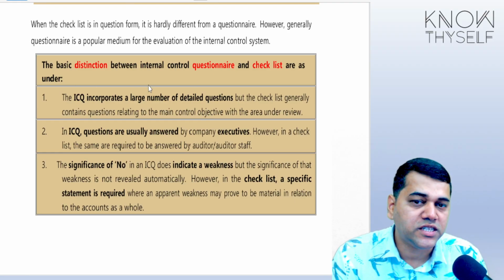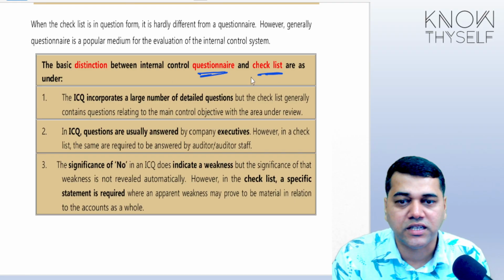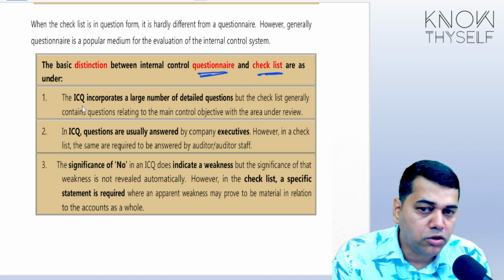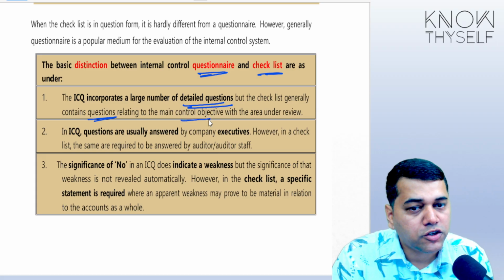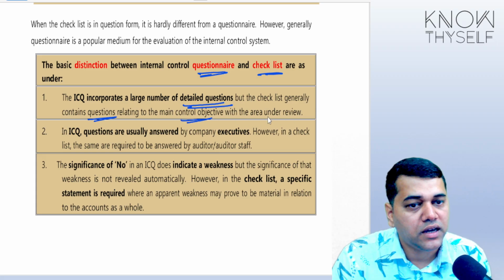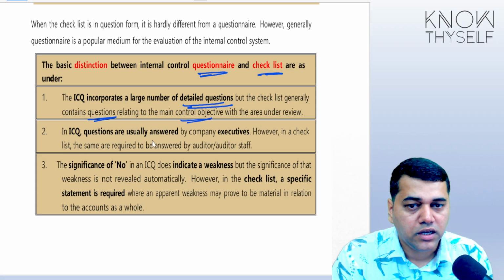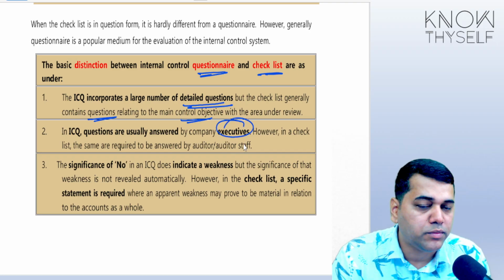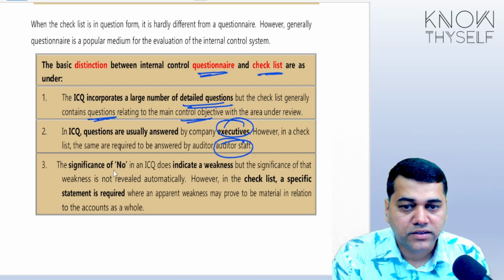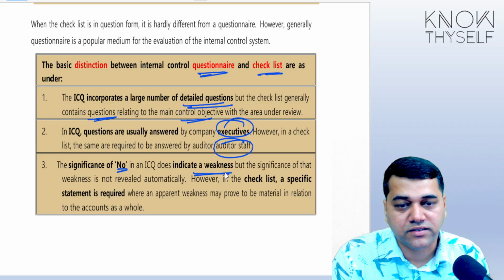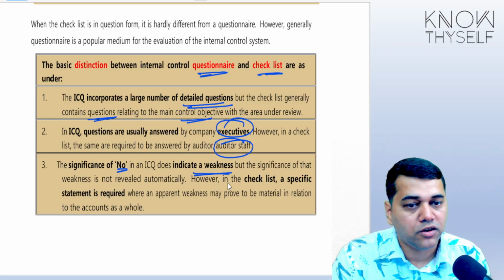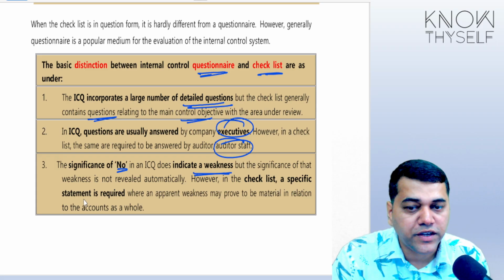The basic distinction between an internal control questionnaire and a checklist is that the internal control questionnaire incorporates a large number of detailed questions related to the control objective within the area under review. They are usually answered by the staff, not the executive. The significance of no in an internal control questionnaire indicates weakness. In a checklist, a specific statement is required on whether an apparent weakness is there or not.